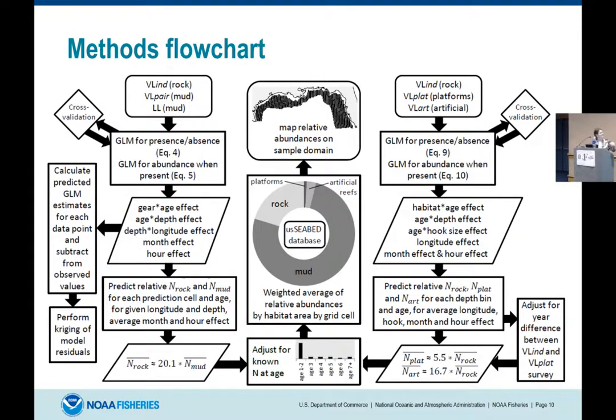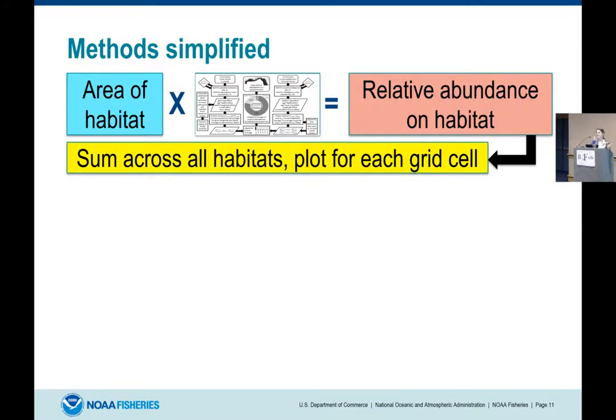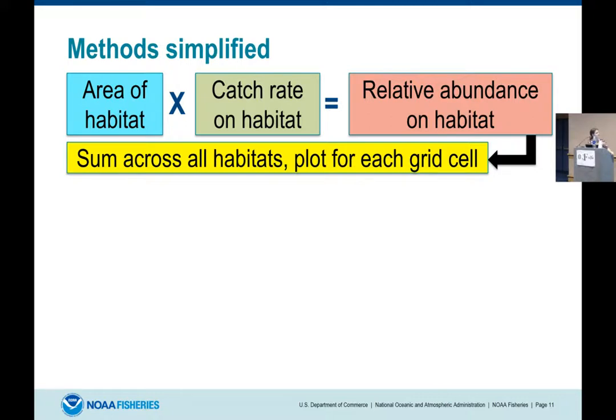All right, so here's the simplified methods. Essentially, the methodology is just a generalized linear method that was used to account for the artifacts of the surveys, like surveying different parts of the Gulf at different times of day. And so all we wanted to do was correct for those relative catch rates that we got on the vertical line that was on the artificial reefs versus the natural reefs versus the platform. So the statistical mess goes in here, and we magically calculate a catch rate on different habitats. And this is a relative catch rate, it's a CPUE.